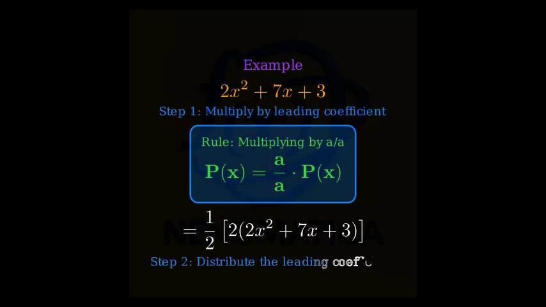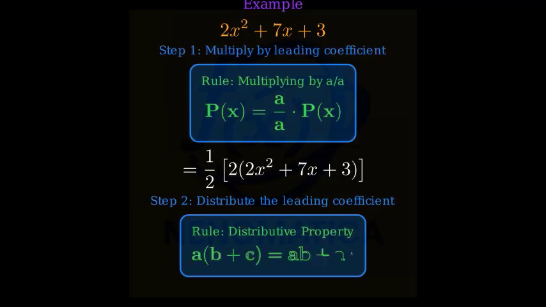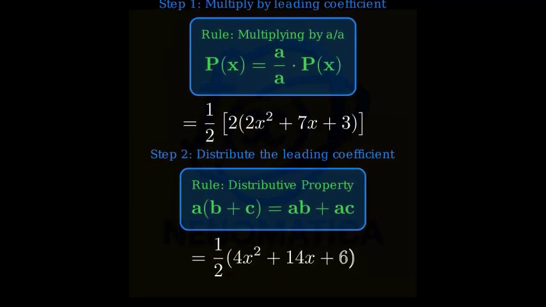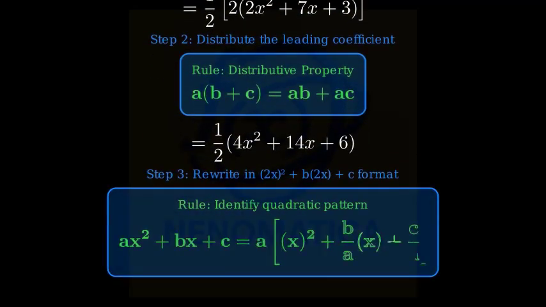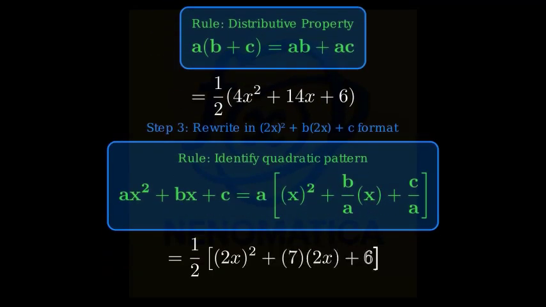Next, we'll distribute the leading coefficient 2 to each term inside the parentheses. This gives us 1/2 times the quantity 4x squared plus 14x plus 6. Now, we'll rewrite this in a form that makes it easier to factor. We're looking for a pattern in the form of a squared plus b times a plus c.